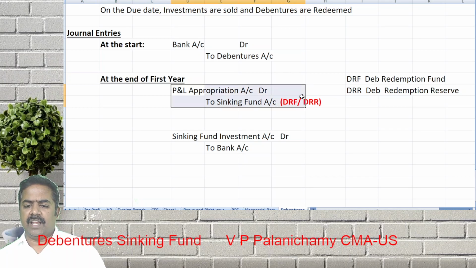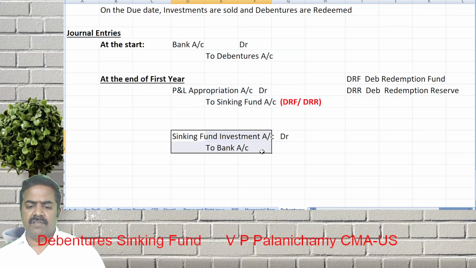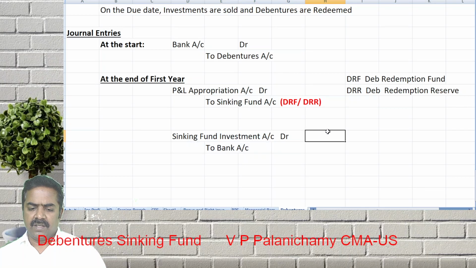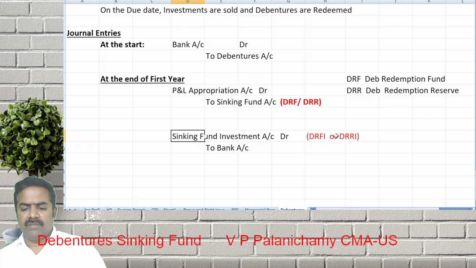At the end of the first year, take the money from the P&L account and invest the money in which account? Sinking fund investment. Sinking fund investment is also known as debenture redemption fund investment or debenture redemption reserve investment. It depends on the question. If the question uses the word sinking fund, use sinking fund. If they use the word debenture redemption reserve, use debenture redemption reserve.